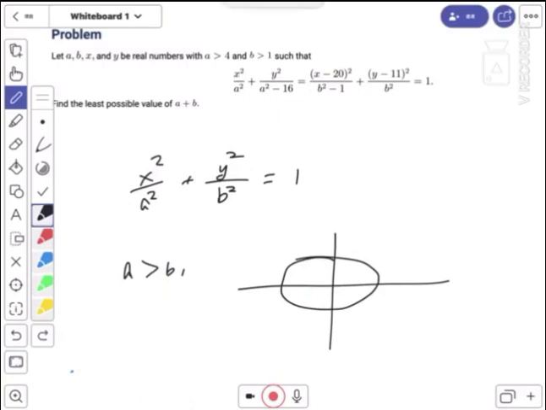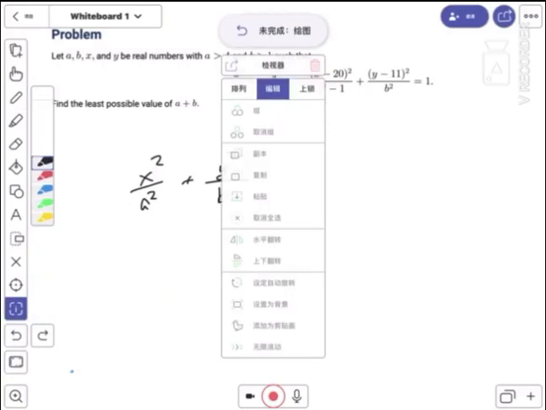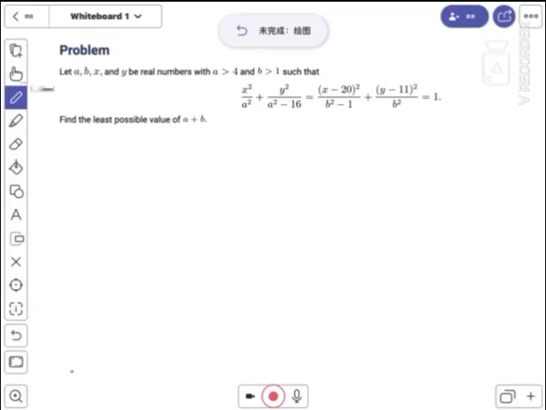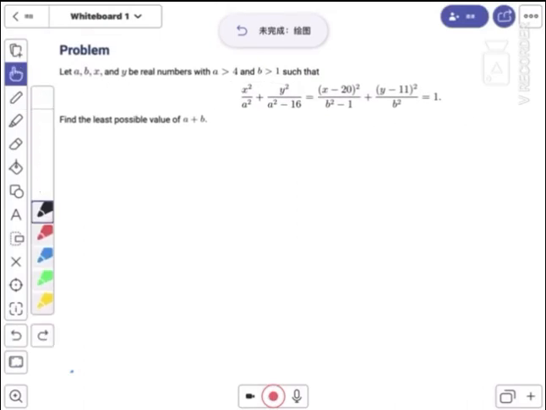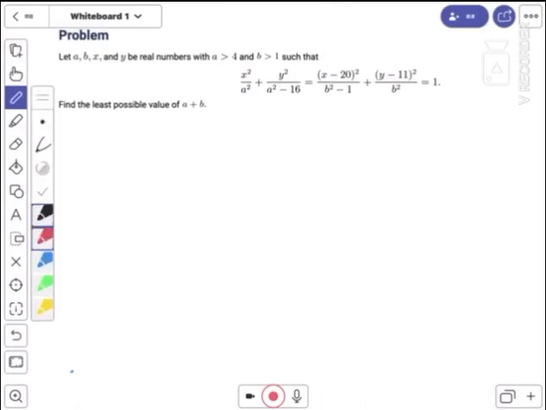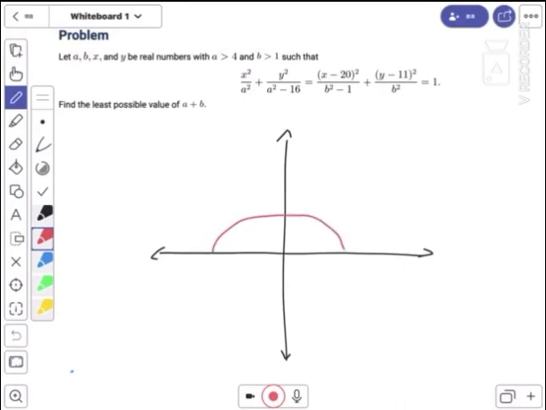Now let's try to look at how the left side is going to look. We're going to graph it. Often if you have this kind of problem with 2 ellipses or conic sections, it's a good idea to graph them and see what's going to happen. So the first ellipse is going to look something like this.